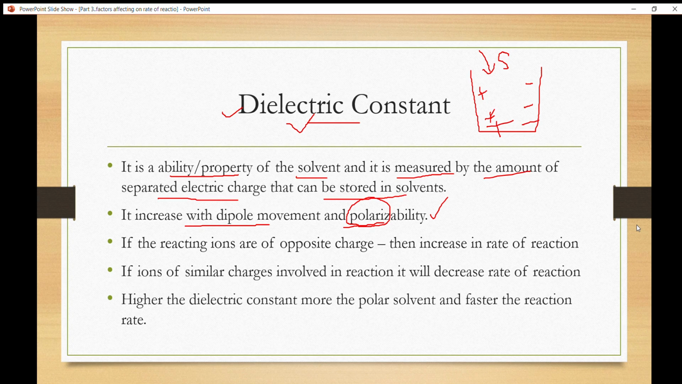If the reacting ions, that is the reactant molecules, have opposite charges on their surface, then the rate of reaction increases. And if the reacting molecules have similar charges on their surface, then the rate of reaction decreases. It means that the higher the dielectric constant, the more polar the solvent, and the more polar the solvent, the faster the rate of reaction. So the dielectric constant is directly proportional to the rate of reaction.